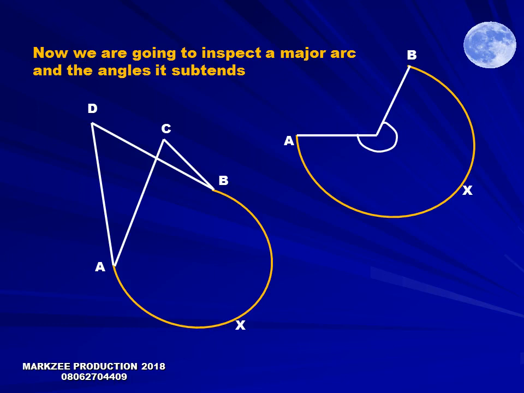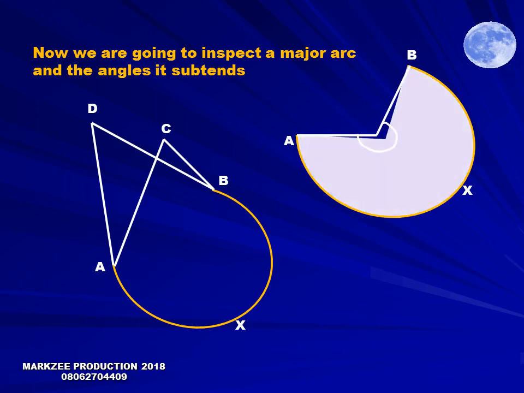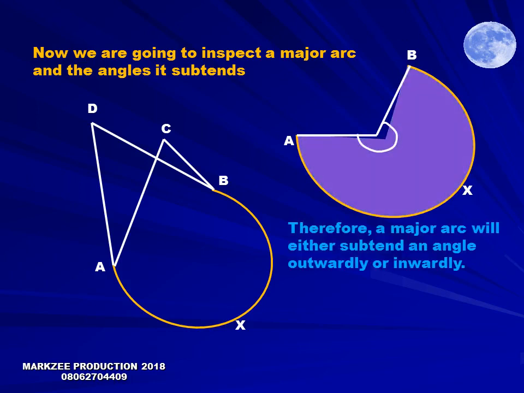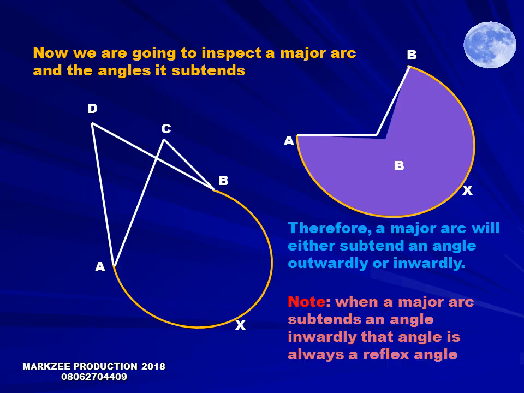So a major arc will only subtend a major angle inwardly. Can you see that? So that's the region I'm talking about. Therefore, a major arc will either subtend an angle outwardly or inwardly. When a major arc subtends an angle inwardly, that angle is always a reflex angle. That's what we have seen there.